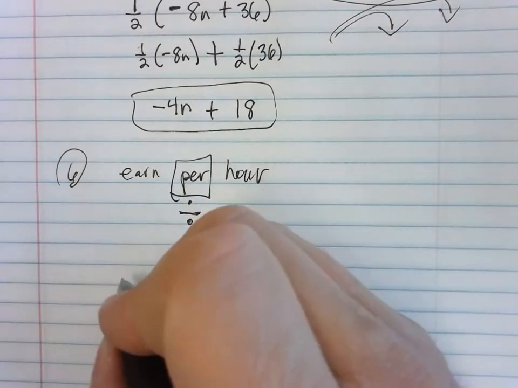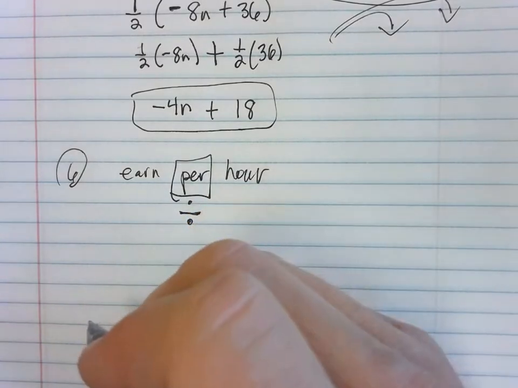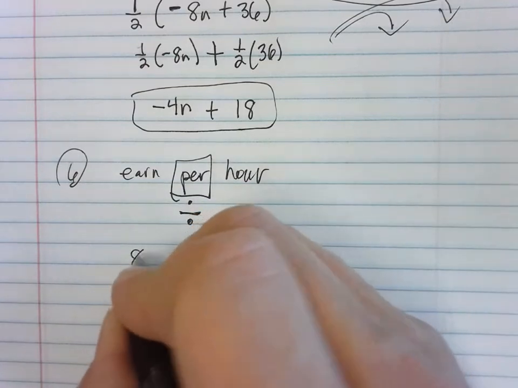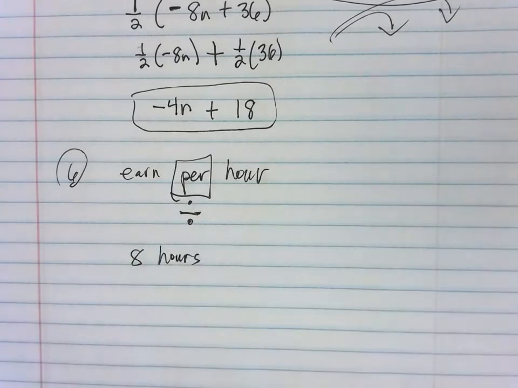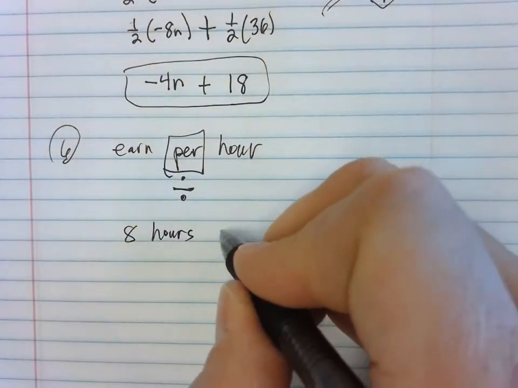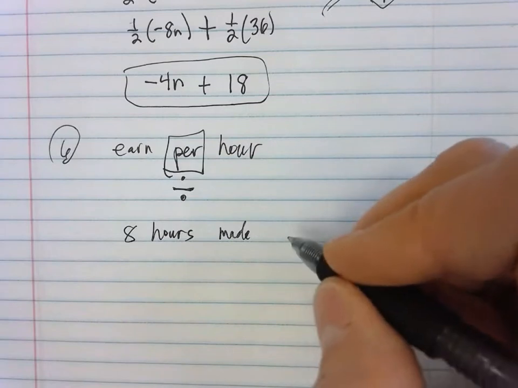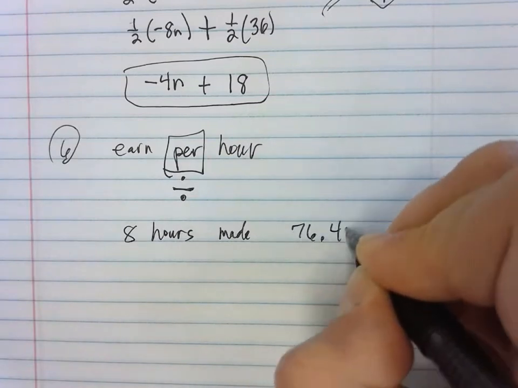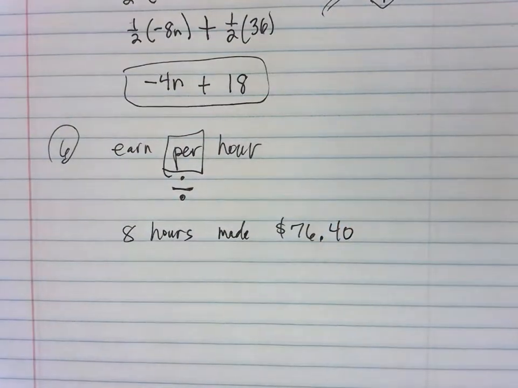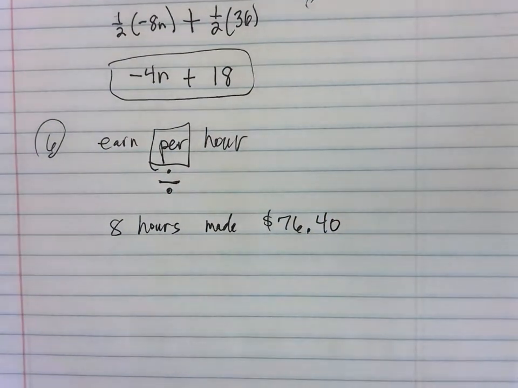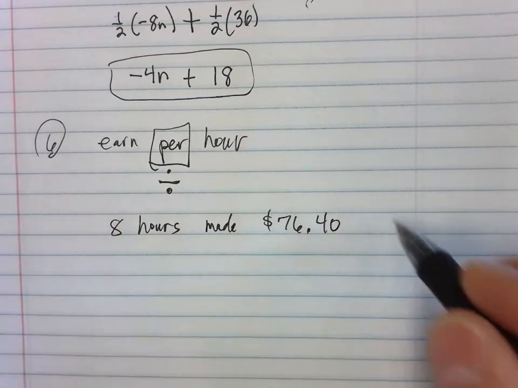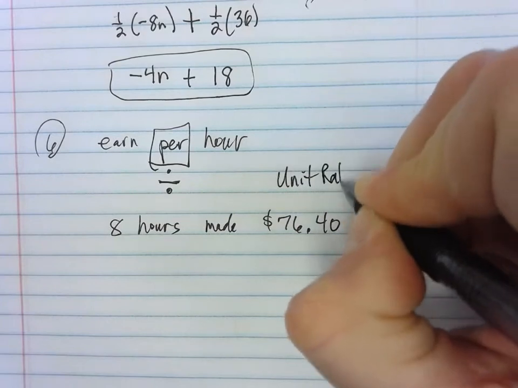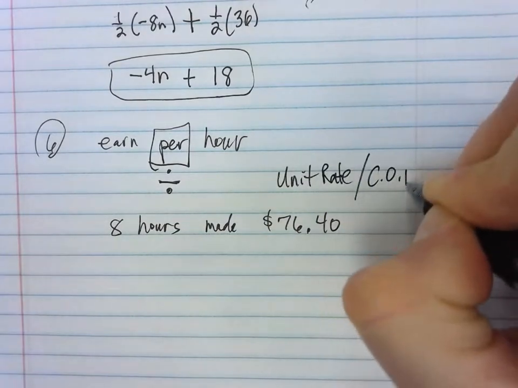So let's say she worked 8 hours, and in 8 hours she made, and I'm just making this up, $76.40. So similar to what we did on number 3, where we're talking about unit rate, you're still doing the same thing here. This is actually a unit rate question. You're trying to find her unit rate.